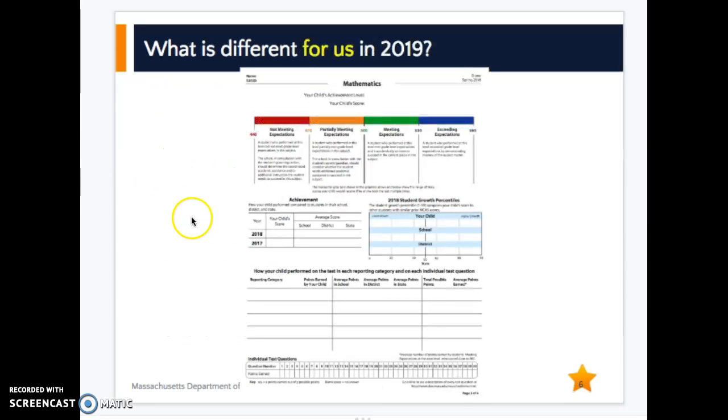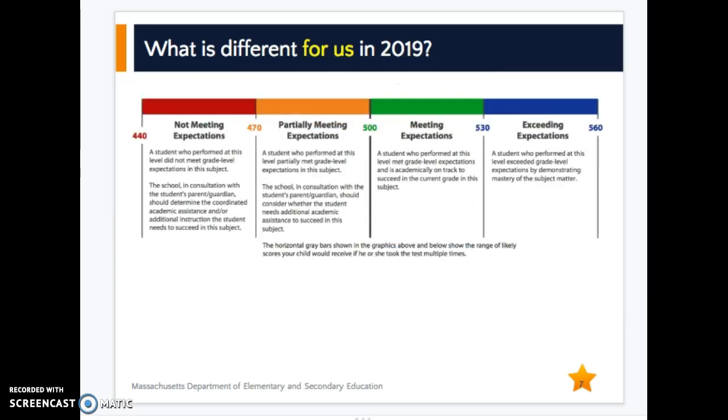So the score report, this is what it looks like. You can zoom in if you want to on this. The important part for us is how students are graded: not meeting expectations, partially meeting expectations, which is where we want people to be, or exceeding expectations, which is awesome.